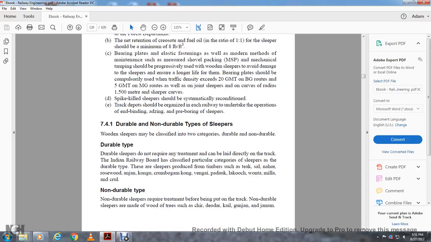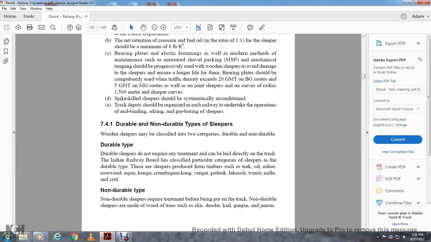The wooden sleepers may be classified into the categories durable and non-durable. The durable sleepers do not require any treatment and can be laid directly on the track. The Indian Railway Board has classified particular categories of sleeper as durable type. The sleepers produced from timbers such as Teak, Sal, Rosewood, Angin, Congo, Crumbo, Gamari, Kong, Venteak, Padauk, Lakab, Mwanto, Mila, and Cruel.